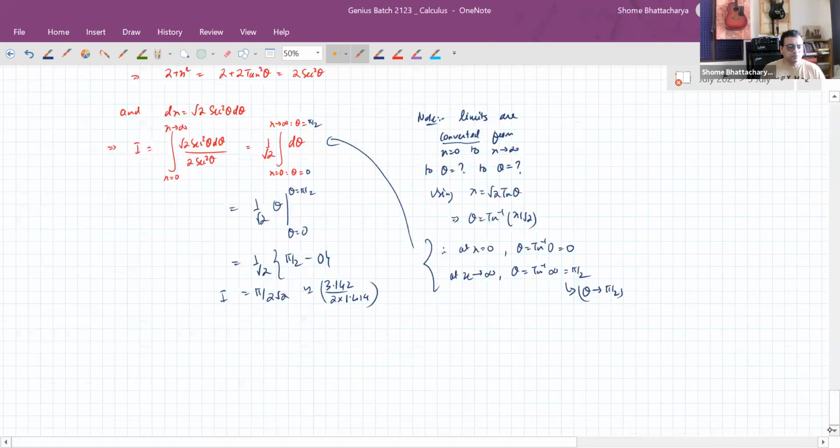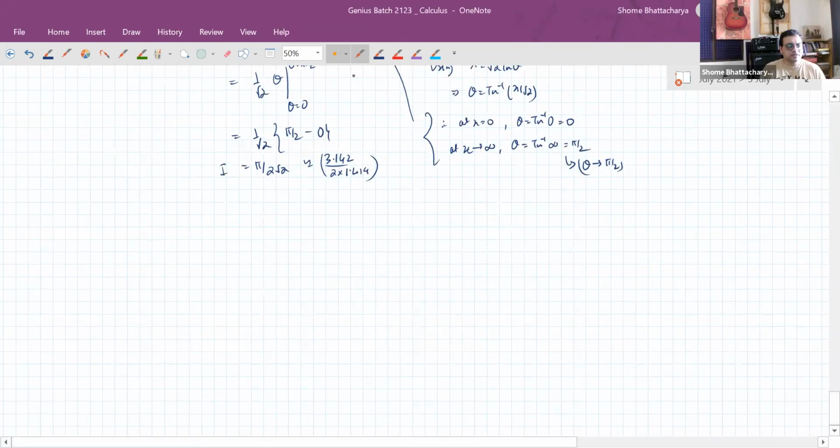Okay, so anyhow, hope this example is clear. Now, the interesting thing that this example shows is that we have just shown that the integration of, for example, this function 1 upon 2 plus x square from x equal to 0 to x tending to infinity is ultimately pi by 2 root 2. So what is the meaning of this?